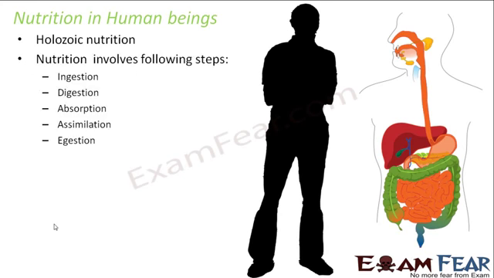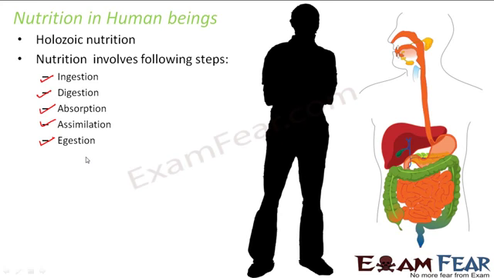Here also, similar to any other holozoic nutrition, this nutrition will involve the same steps, that is ingestion, digestion, absorption, assimilation and egestion. So all these steps will be performed, but since this is a complex multicellular organism, each of these steps is assigned to some specific set of organs.